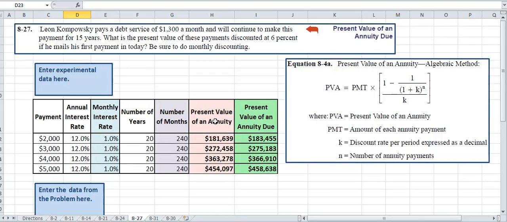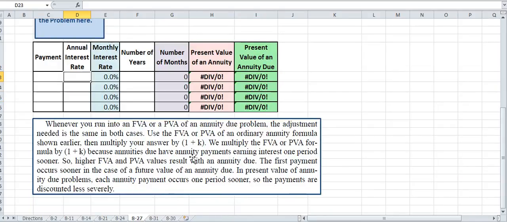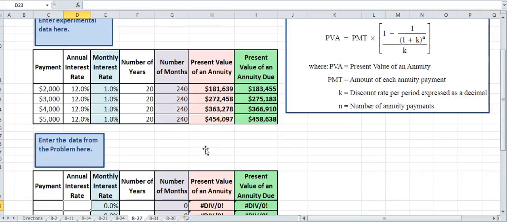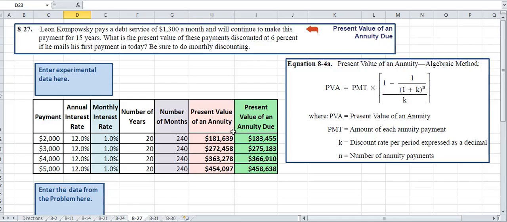And you can see that there's very little difference between the present value of an annuity and the present value of an annuity due. It's just that 1 plus, and if you read again down here, you're just multiplying your answer by 1 plus the interest rate.